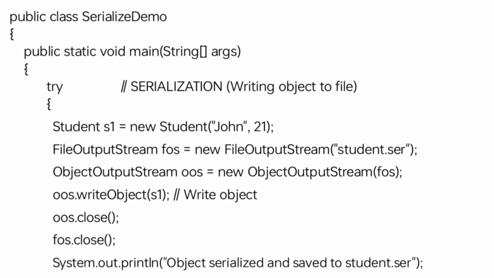We create an object for FileOutputStream and ObjectOutputStream. Using this ObjectOutputStream, we call the method writeObject to write the object for the serialization process. So after this, the student.ser file will be saved. After serialization, the object is serialized and saved to the student.ser file.